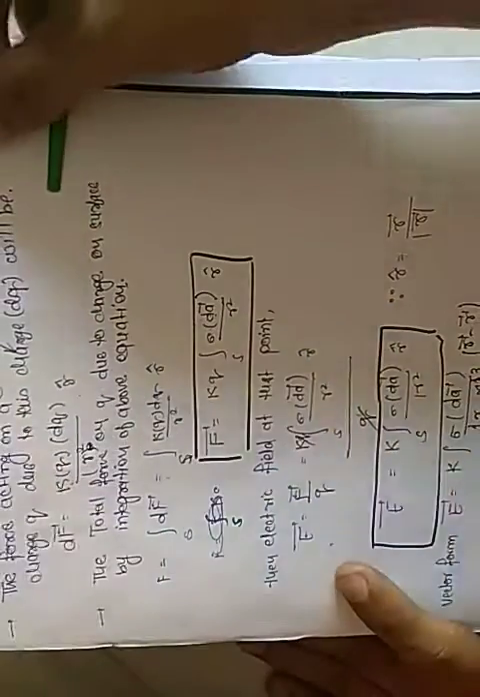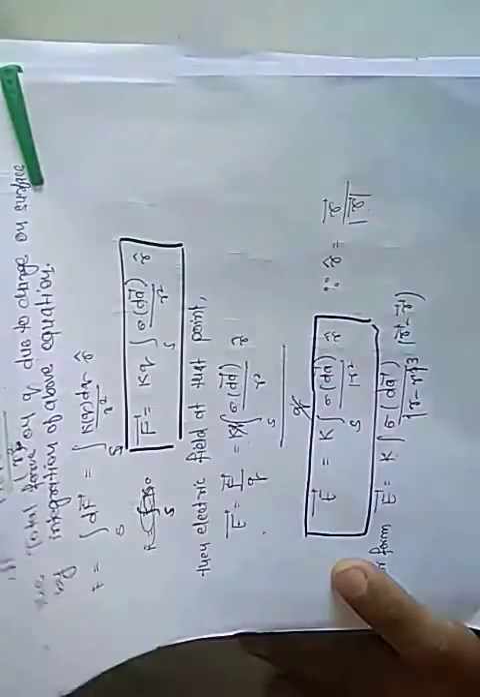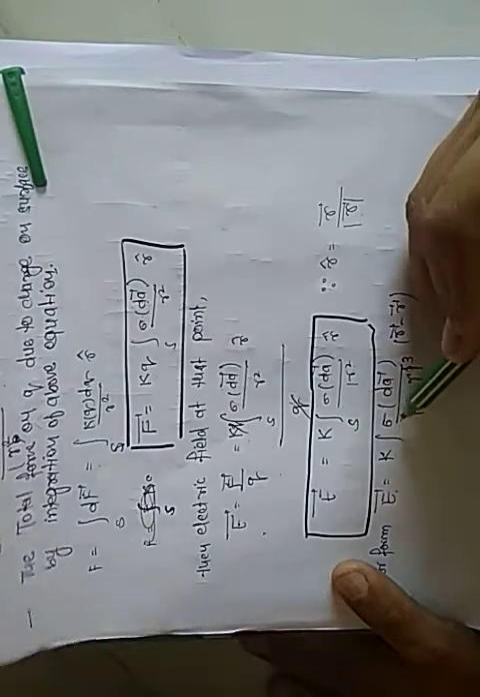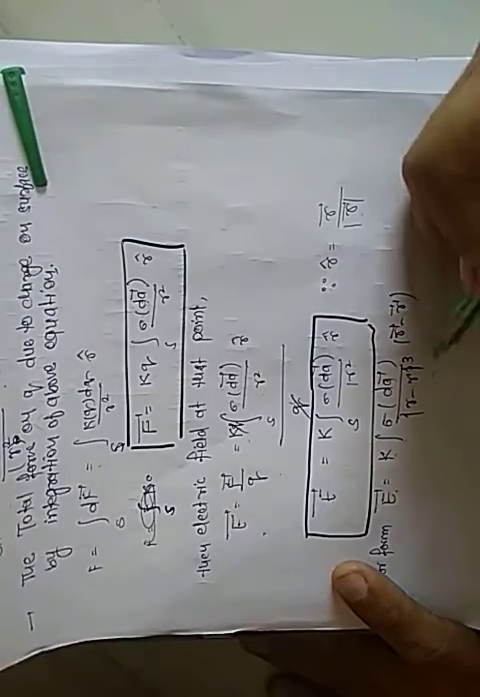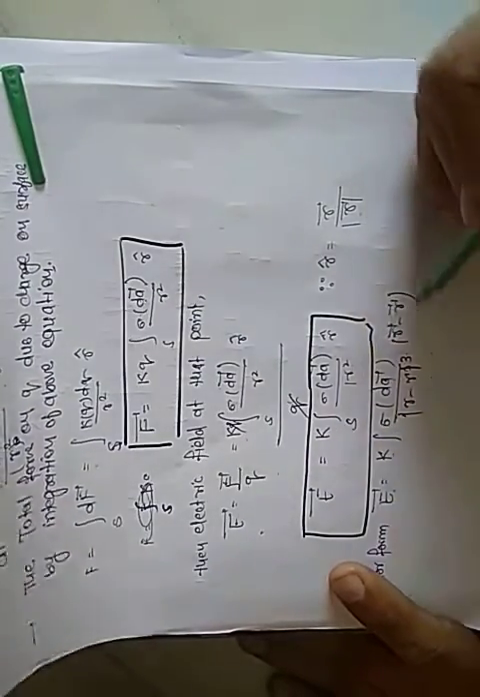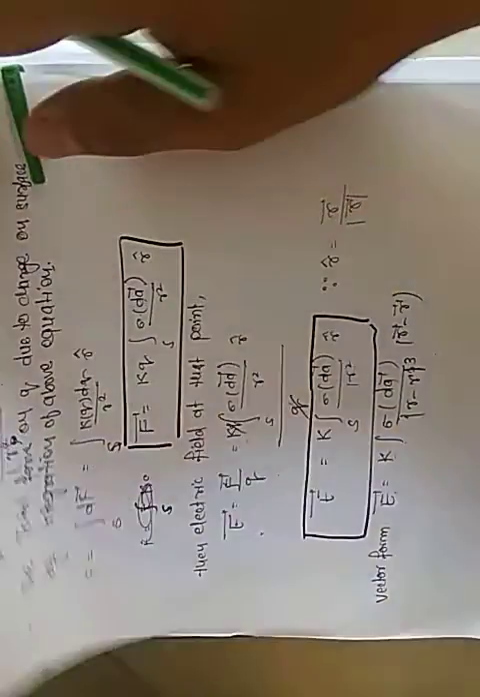So we can also write it in the form of a vector. That is E is equal to K integration sigma dA upon the cube of r minus r dash, multiplied by r minus r dash. Okay, so this is for the surface charge density.